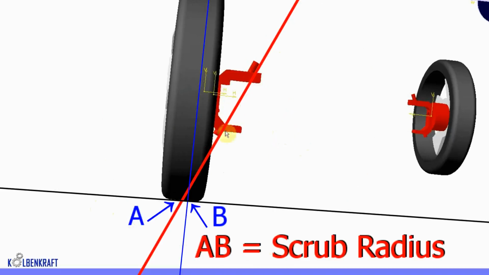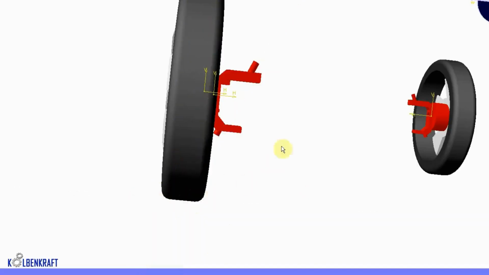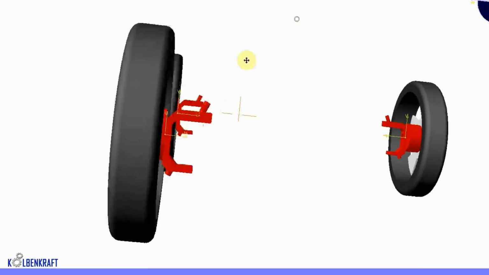But if your knuckle joint and this intersection point lie on the same side of the center line of the wheel, it is said to be positive scrub radius. Whereas if they lie on the opposite sides, it is said to be negative scrub radius.